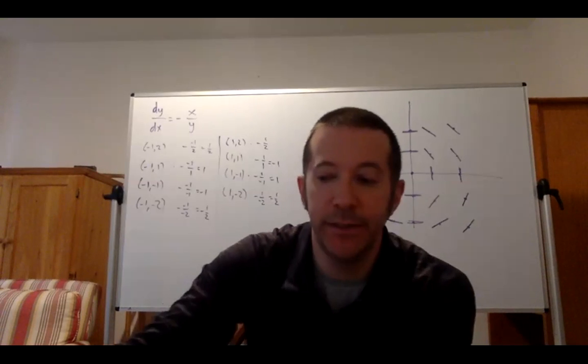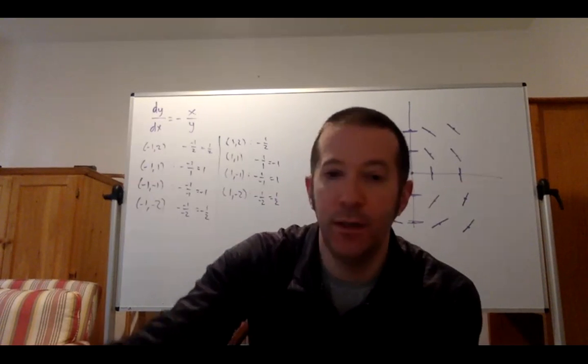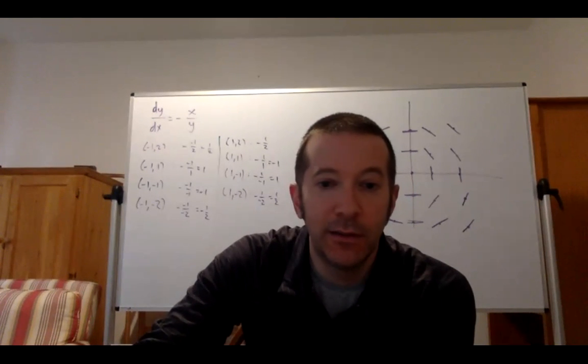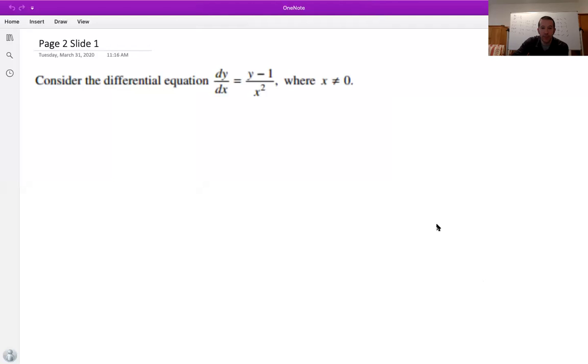Hey guys, this is going to be part 2 of that same problem I was just doing in the previous video. And this time it says, find a particular solution, y equals f of x, to the differential equation. It's the same differential equation from the previous problem, but they tell me that f of 2 is equal to 0.